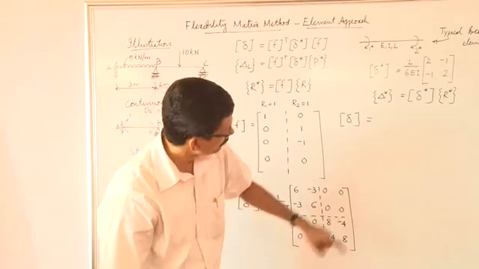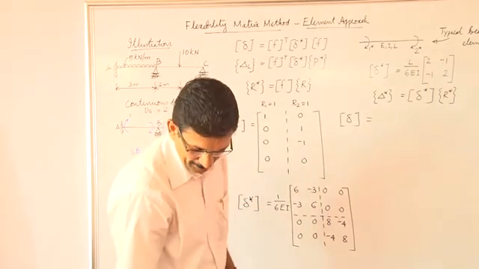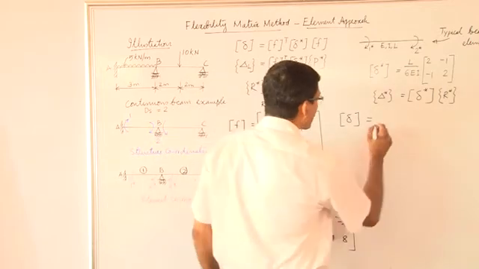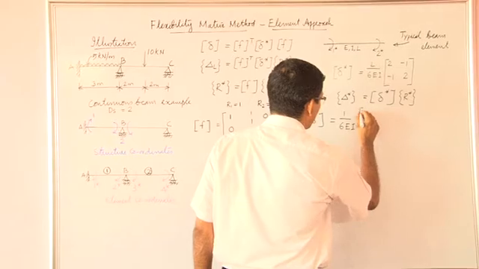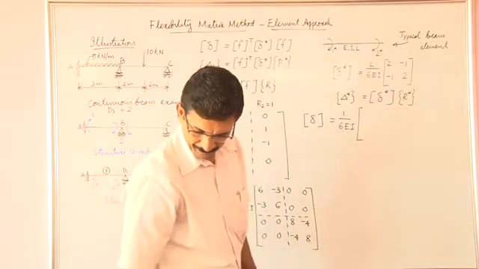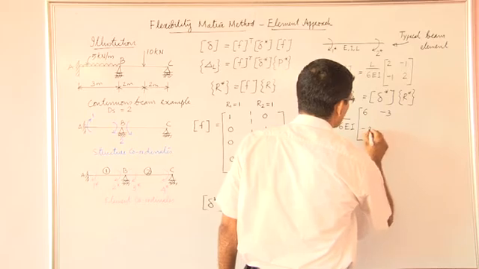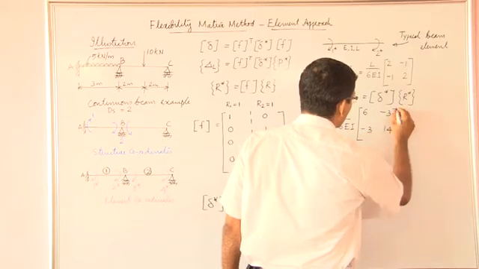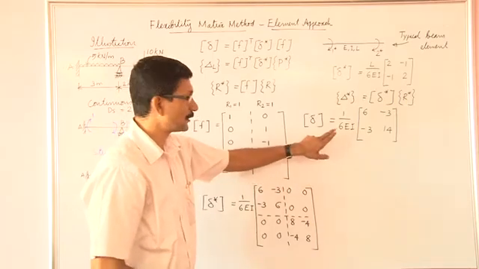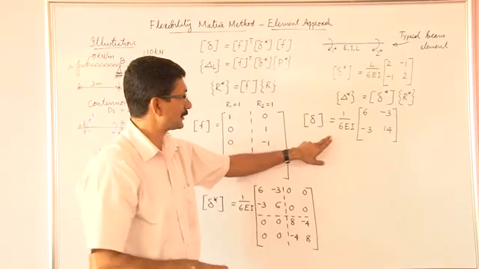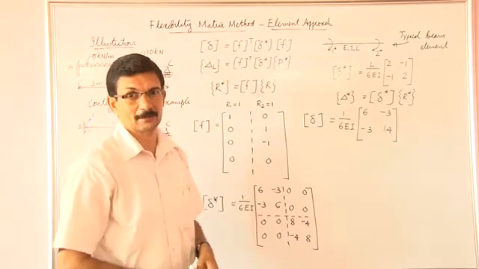Now, the final form of delta would be 1 by 6 Ci (6 minus 3 and 14). We may compare this flexibility matrix with what is obtained earlier in the previous lecture for the same problem solved by the structured approach or system approach.